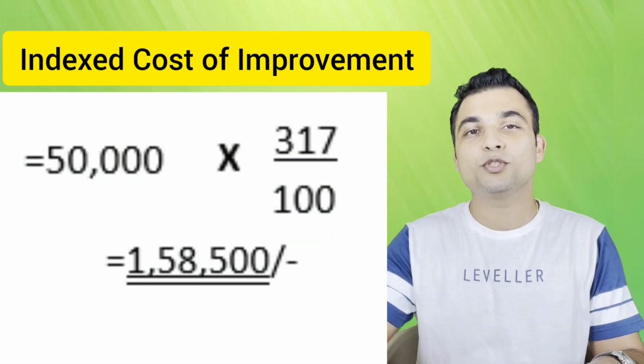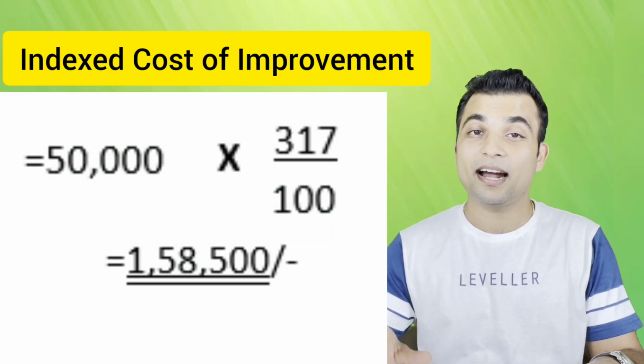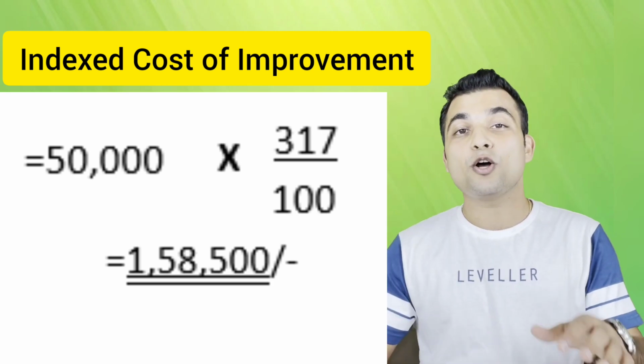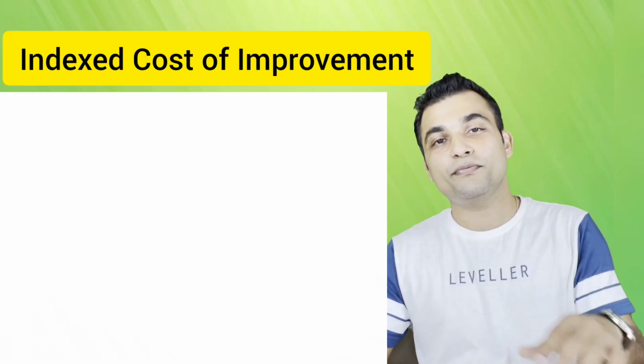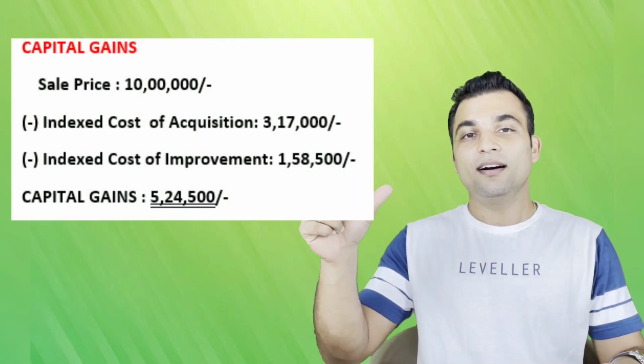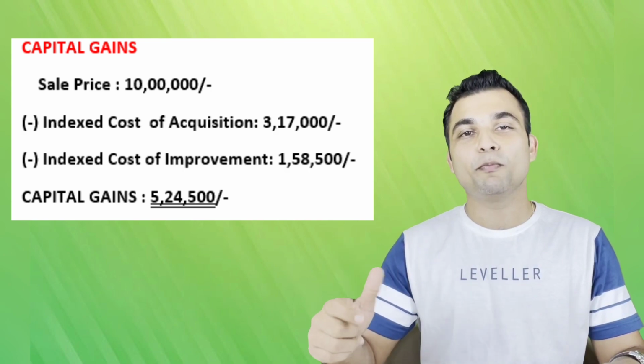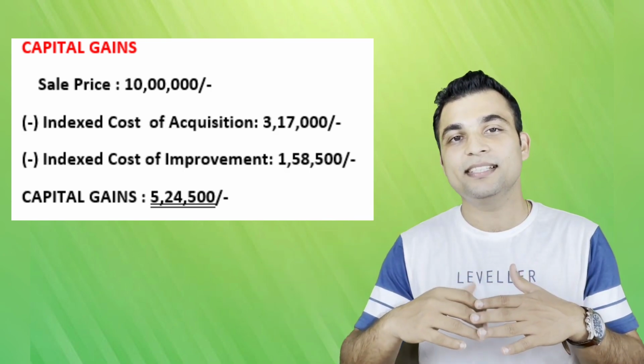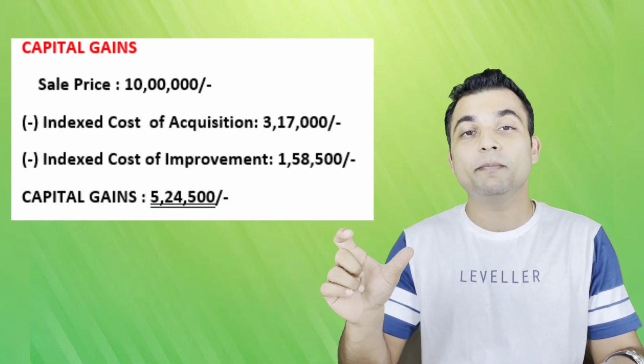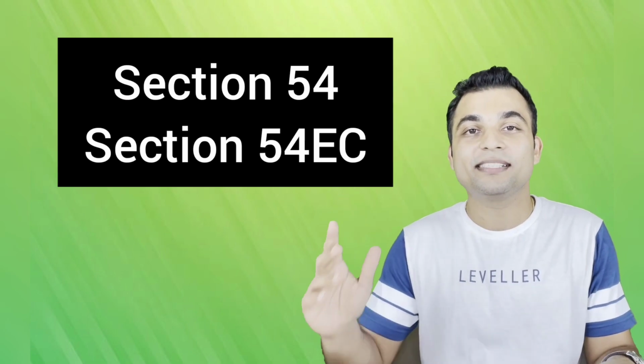That is 50,000 into 317 divided by 117 is your indexed cost of improvements in the current year. So your capital gains basically works out like this. In case you sell the property for rupees 10 lakhs, minus indexed cost of purchase and indexed cost of improvements, and if there are any other selling expenses, that also you can deduct. So the balance will be your capital gains, which can be saved entirely based on two sections, that is section 54 and 54 EC, which we are going to discuss now.